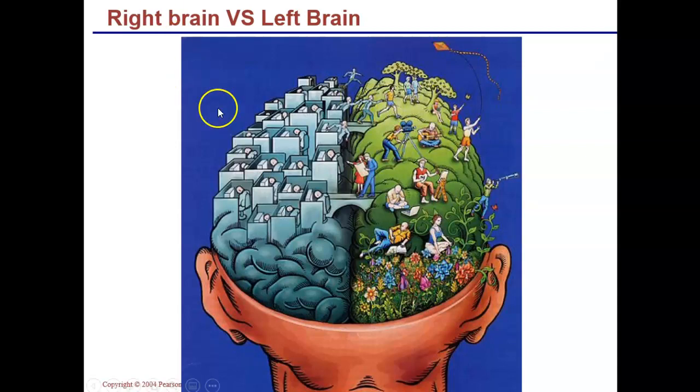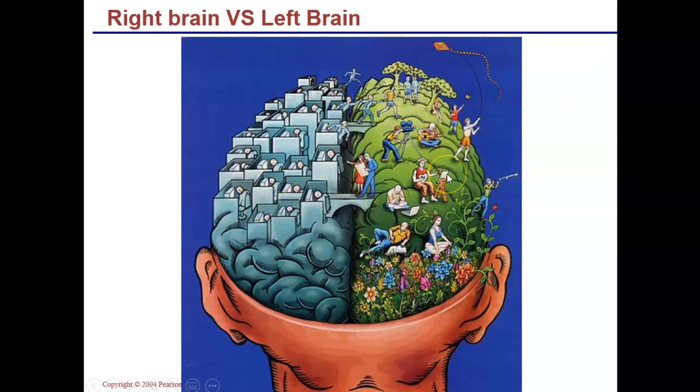So if you're left brain dominant, right here, you tend to be a very analytical person. You like math. You like to follow steps. As you can see here, these are people working in cubicles. So this is a very analytical type of thinker over here. People that are left-brained tend to like order. They need directions to do things. They like to follow steps. And they tend to be good at math.